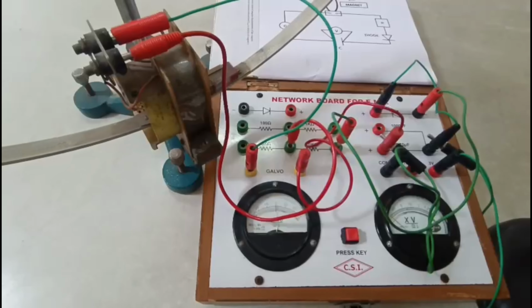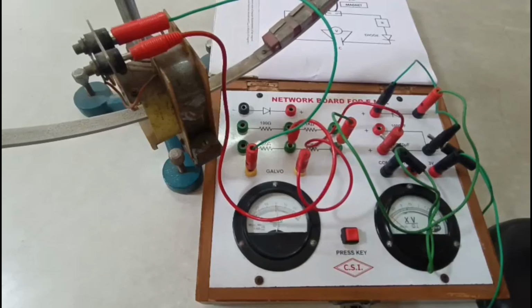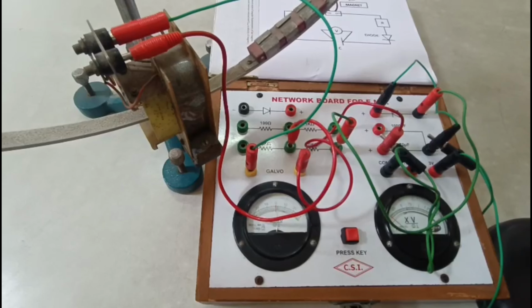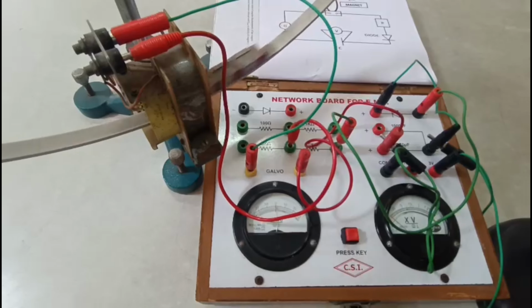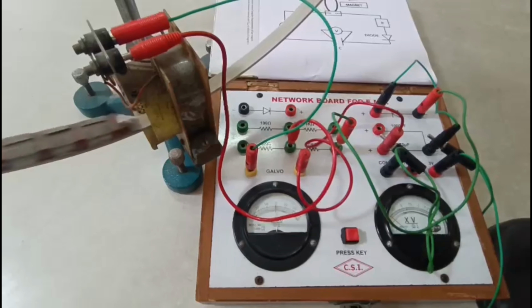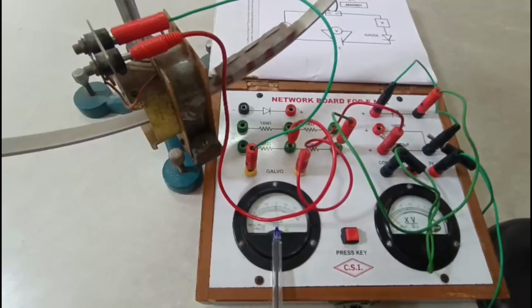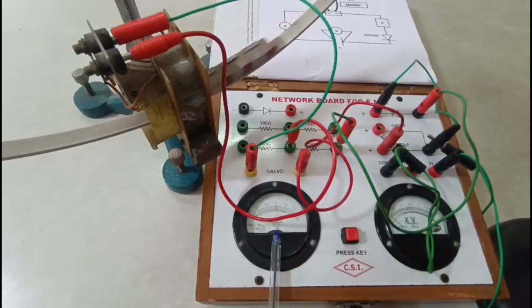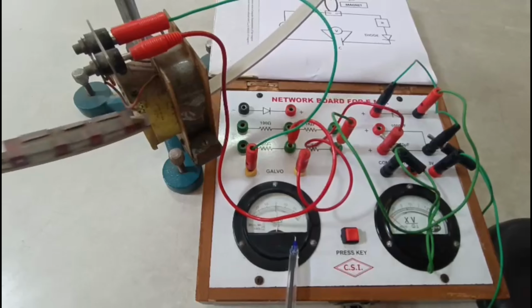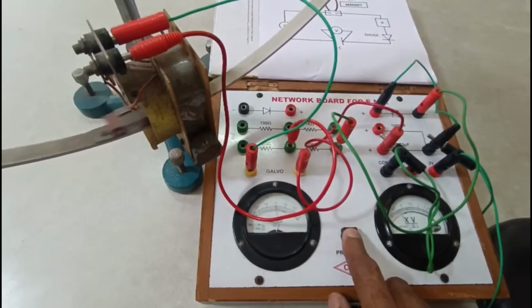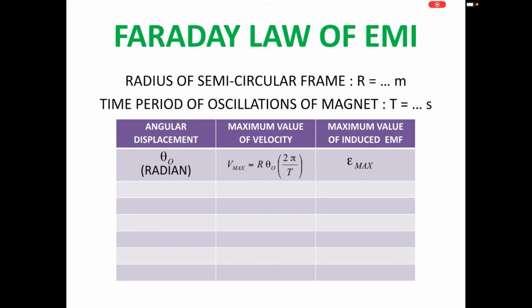Move the semicircular frame to one side and note the angle as θ₀. Release the semicircular frame and allow the magnet to freely oscillate until the galvanometer stops showing deflection. When the galvanometer stops showing deflection, press this switch and note the maximum value of voltage. Record values of E maximum for different values of θ₀.